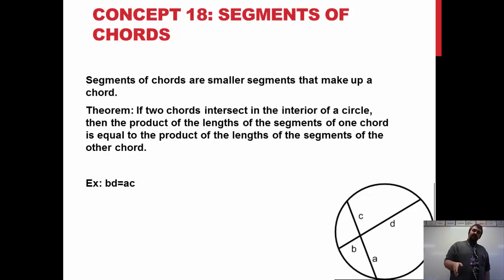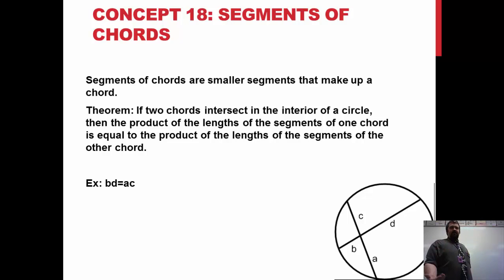And here's the thing. If two chords intersect on the inside of a circle, which is what's happening right there, then the product of the lengths of the segments of one chord is equal to the product of the lengths of the segments of the other chord. So if I take B and multiply it by D, it has to equal C times A. That's all it says.